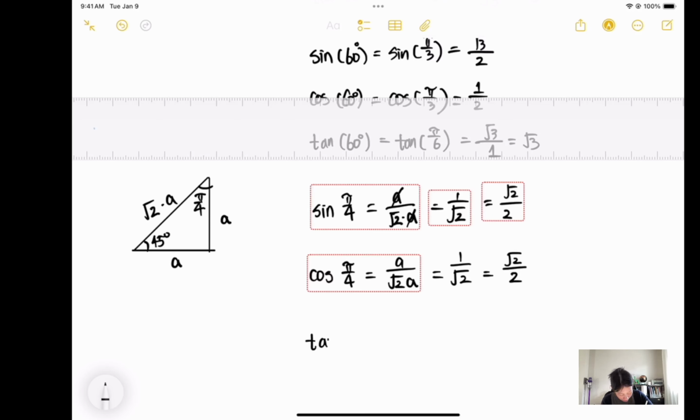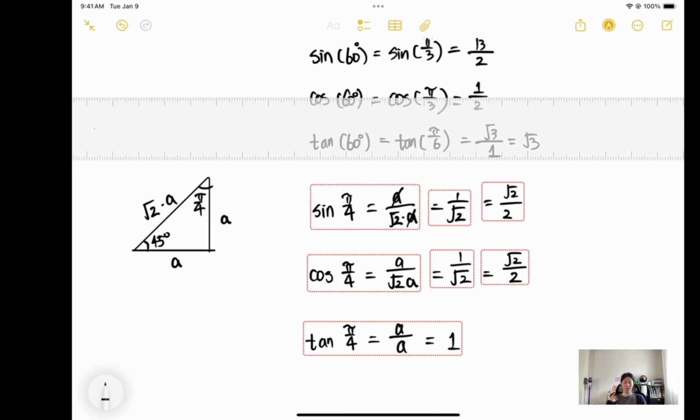Next is tangent pi over 4. I will have the opposite side over the adjacent side, which is a over a. This is equal to 1. So here are our special angles, the 30 degree, 45 degree, and 60 degree.